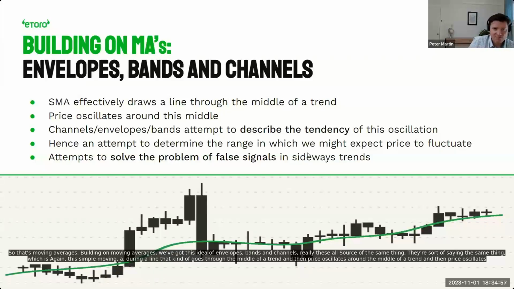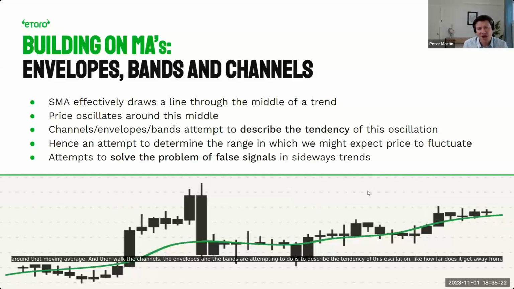So that's moving averages. Building on moving averages, we've got this idea of envelopes, bands, and channels. Really, these are all sort of the same thing. We get this simple moving average drawing a line that goes through the middle of a trend, and then price oscillates around that moving average. What the channels, the envelopes, and the bands are attempting to do is to describe the tendency of this oscillation, like how far does it get away from that middle line. So it's an attempt to determine the range in which we might expect price to fluctuate normally.